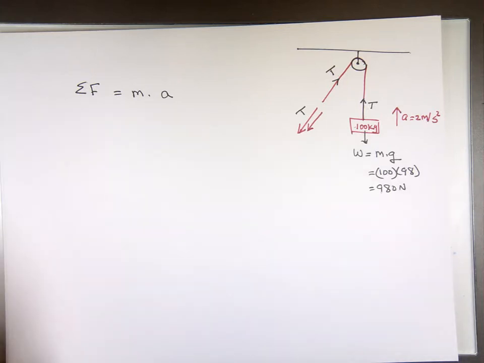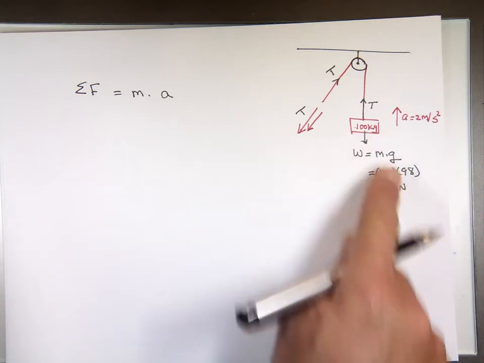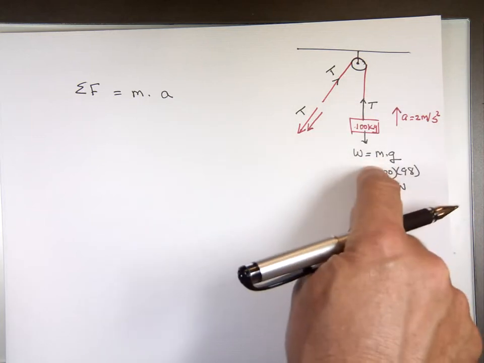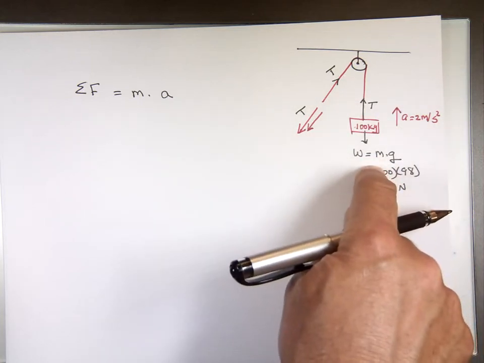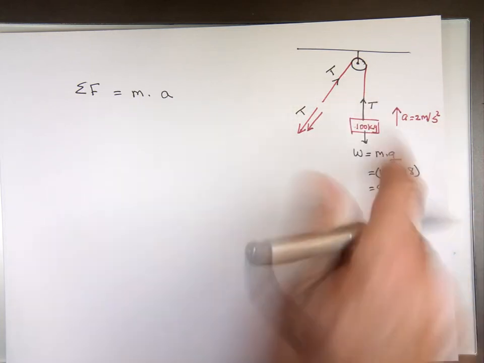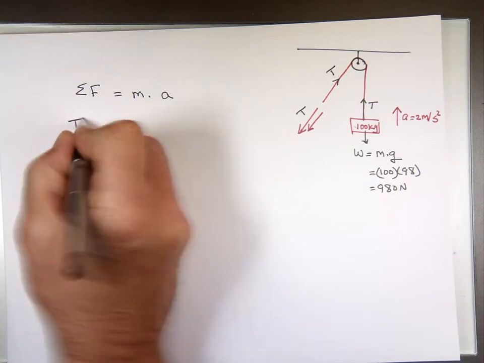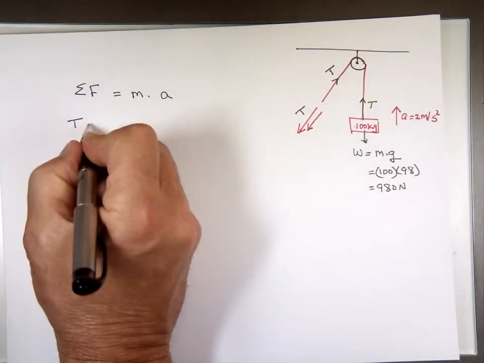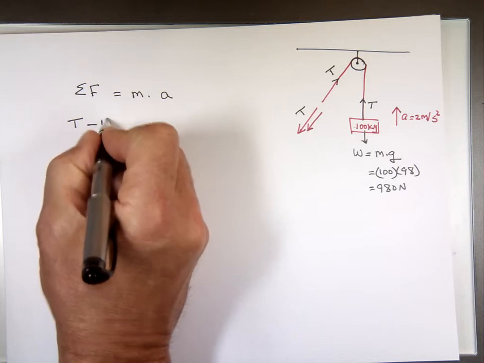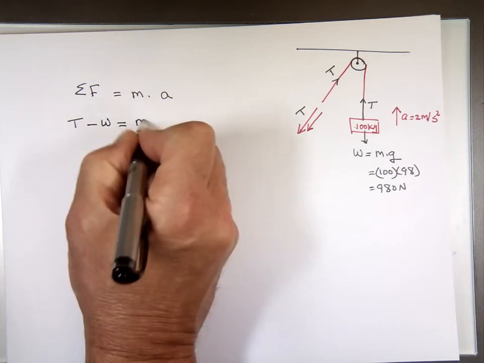But which way is this moving? Upward. So what's the tension in the cable? Can we figure what that is? Well, this box is moving upward. If it's moving upward, that says this force has to be bigger than that. The tension has to be bigger than the weight. If it's moving down, the weight is bigger than the tension. T minus the weight equals the mass times acceleration.